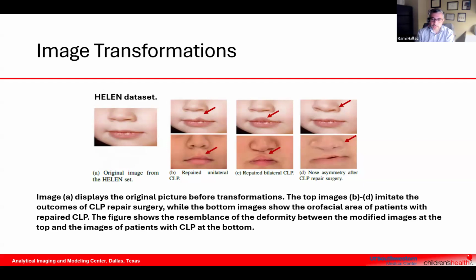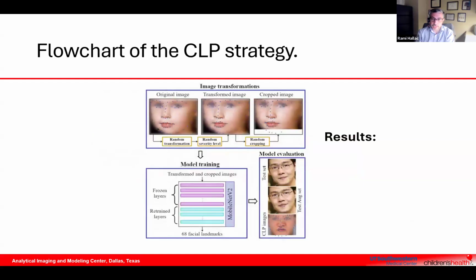This approach allowed us to build and train models specifically for cleft analysis, without needing to rely on sensitive patient photos, while still preserving the anatomical realism required for meaningful landmarking. Next, we use these modified images to train a deep learning model called MobileNetV2, which is known for its efficiency and accuracy in image-related tasks. By exposing the model to realistic cleft-like variations during training, we helped it learn to recognize and adapt to the unique facial features often seen in patients with repaired cleft lip and palate.